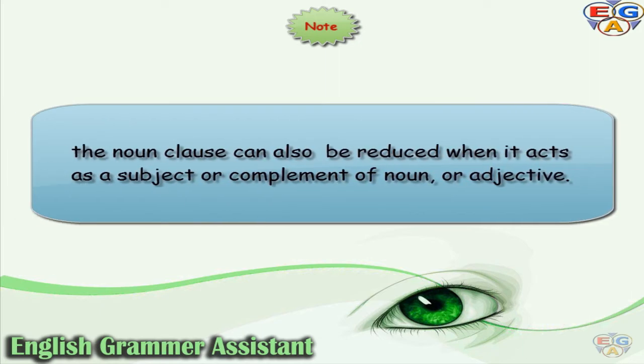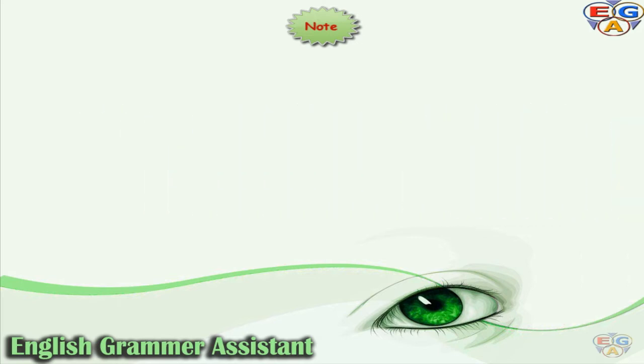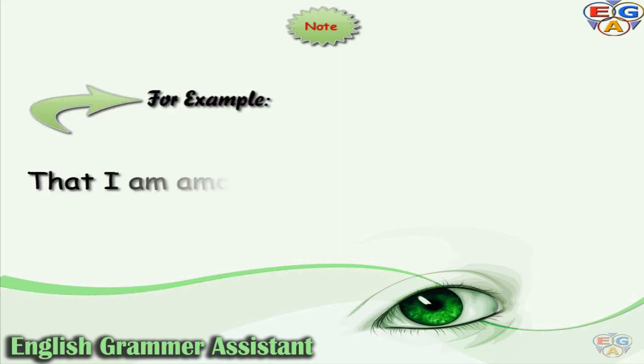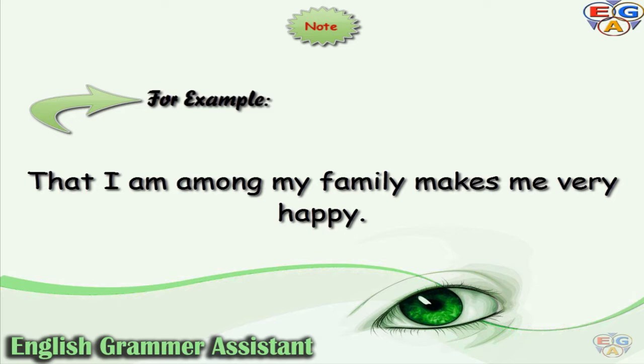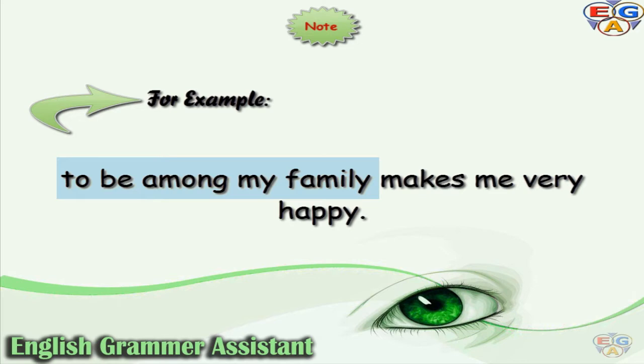The noun clause can also be reduced when it acts as a subject or a complement of noun or adjective. For example, that I am among my family makes me very happy. The noun clause in this sentence acts as a subject for the verb make. The reduced form of this sentence is, to be among my family makes me very happy.